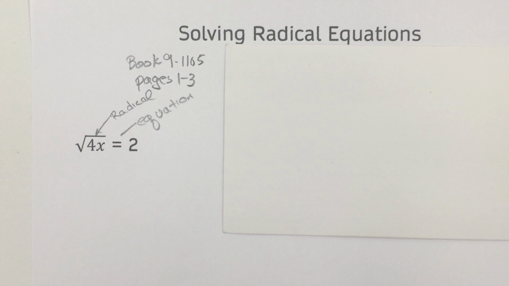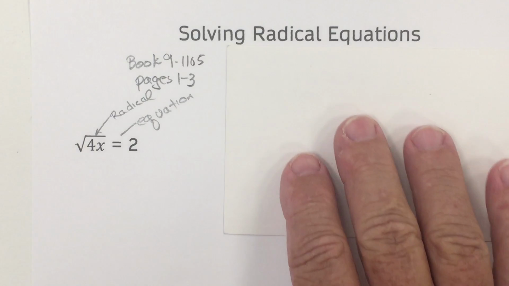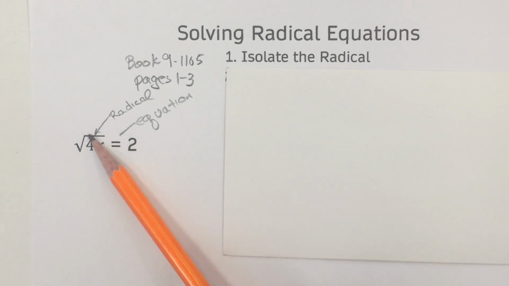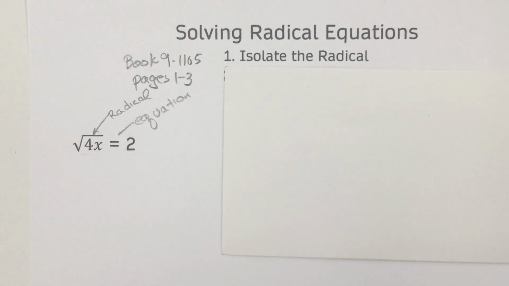So on your notes, I want to give you some steps. The first step is you want to isolate the radical. In this equation we have right here, it's already isolated. It's all by itself. There's nothing with it on either side.